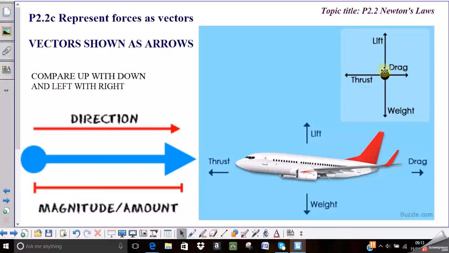Now if we compare up and down, we see that the lift equals the weight, but we see that the thrust is larger than the drag. That means that up and down we have balanced forces, but the force that's pushing or pulling the airplane forward is bigger than the drag. That means this airplane must be accelerating, must be going faster.